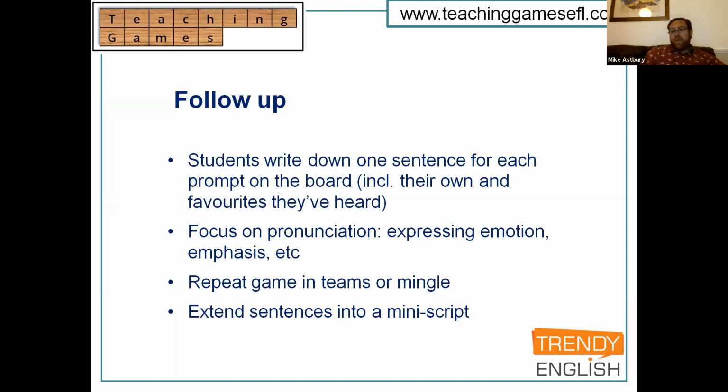Once we've got these sentences, everyone's picked, we can look at pronunciation. For example, if we've got lots of quite dramatic sentences, we can look at pronunciation for expressing emotion. Again, taking students' sentences and giving this extra context, this extra emphasis. We could repeat the game again. So the following lesson, repeat the game, but change it up slightly. And I'll look at that in a second.